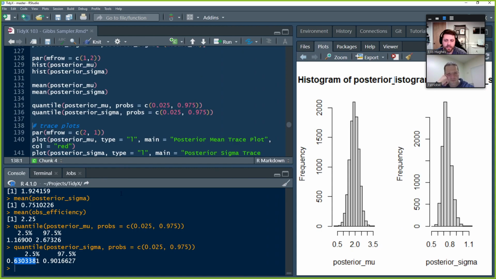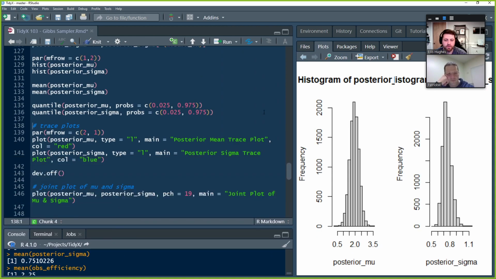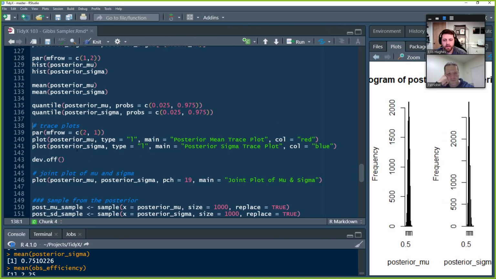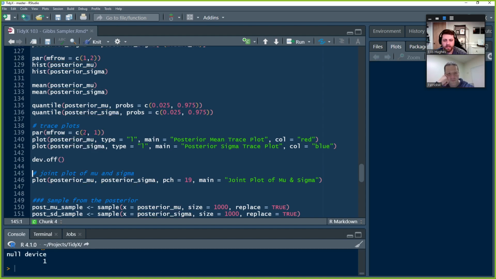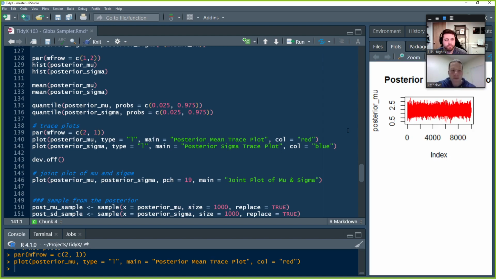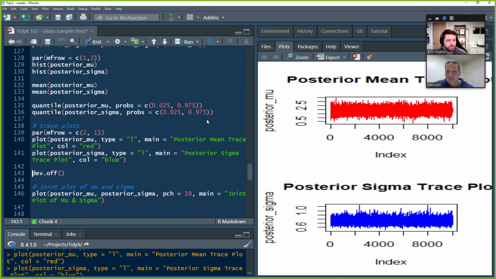Then we can do some trace plots here. So here we're going to look at the actual predicted values, posterior mu and posterior sigma. So we're going to quickly call dev off to clear that out. We're going to once again set it to be, we want to do plots, but this time, as you see, this is 2, 1. So this is going to be stacking them as opposed to having them landscape. So plot this one, plus that one, and I'll let Patrick explain more on this.